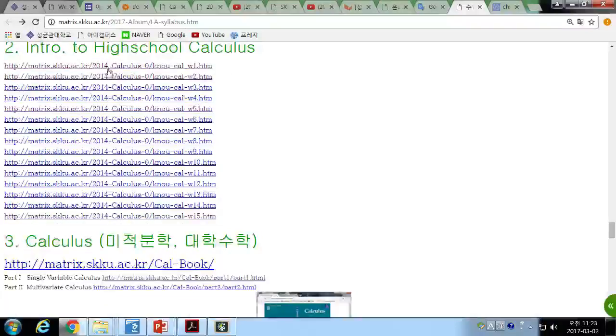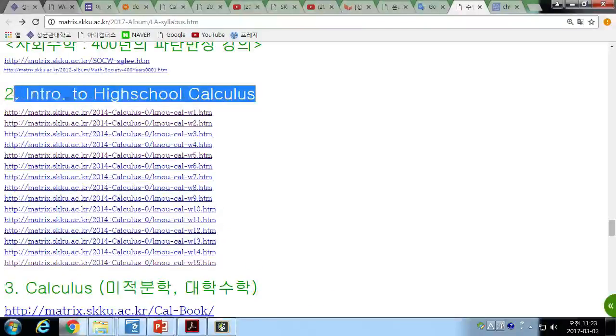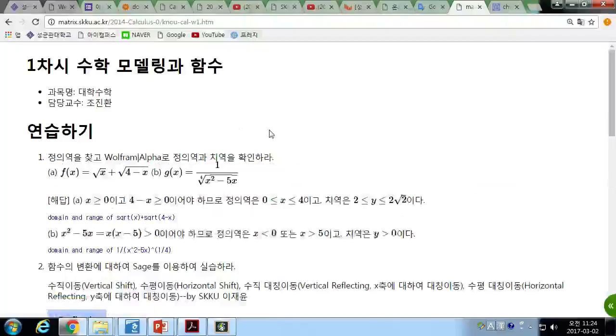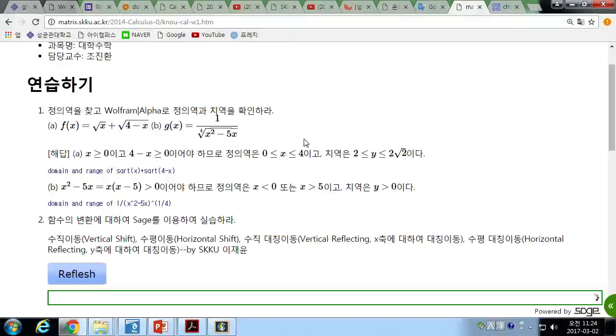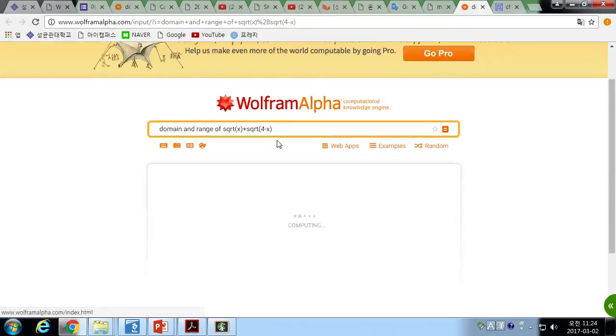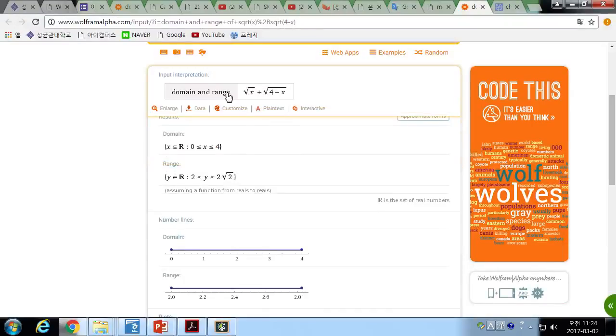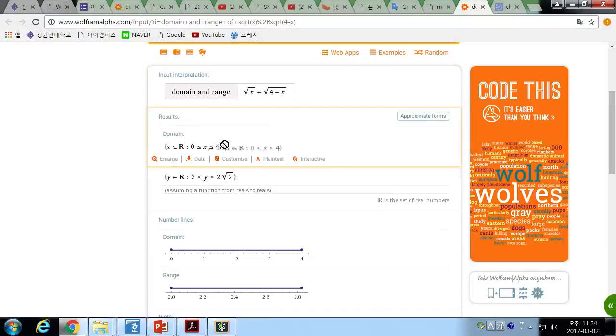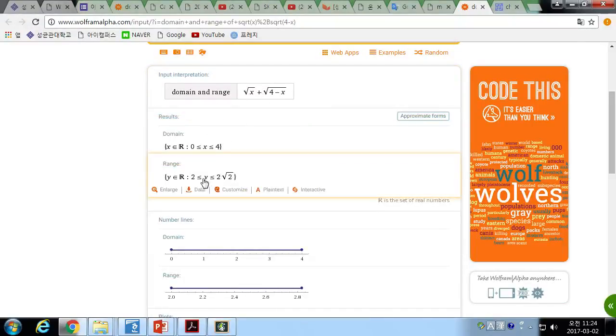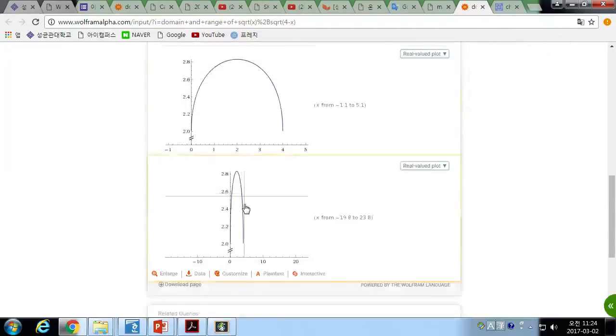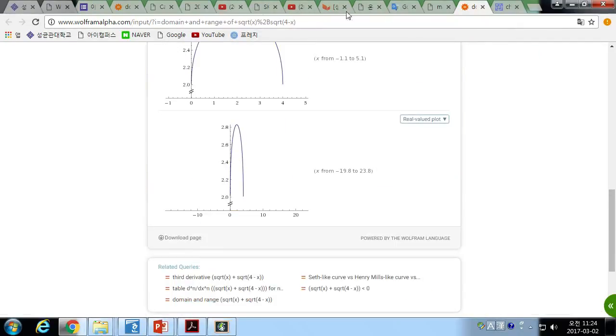But also here, this is high school calculus. For example, you must have learned how to find the domain of a function or range of the functions. And all this can be done in this. Find the domain and range of this function. Here is the domain of this function and range of this function. It also shows it as a graph like this.